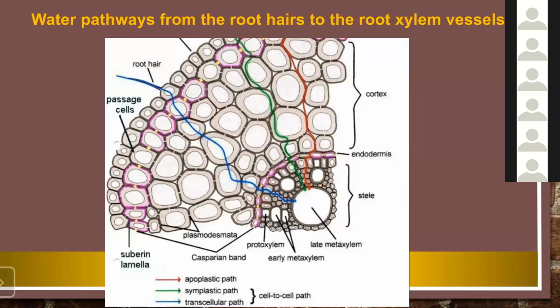Why does this happen? Because in the end, the plant requires water upstream. This could be for the process of photosynthesis, could be for other processes. So it is important that the plant is able to use as much of the root to absorb water as possible. So most likely, most of the cells in the cortex will be able to pass this water from the root hairs to the xylem, then up.